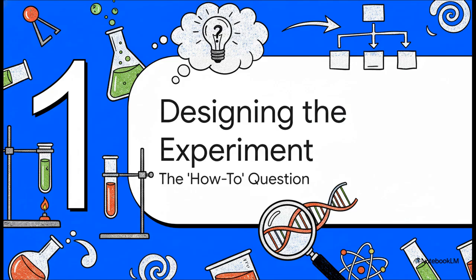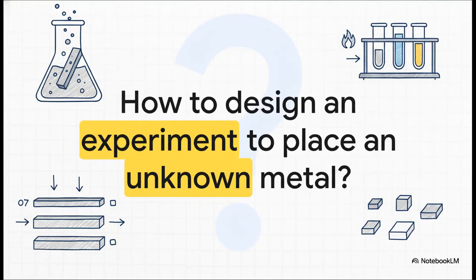Okay, first up, we're looking at a super common type of question, designing a method. You know, the how-to questions. These are all about testing if you can think like a scientist and plan a really logical, solid experiment. So here is our challenge, pulled straight from the paper. How would you set up an experiment to figure out where an unknown metal fits in the reactivity series? You know, that league table of how metals react.